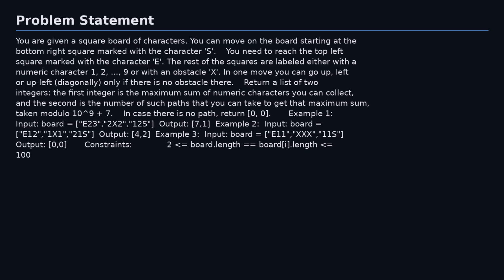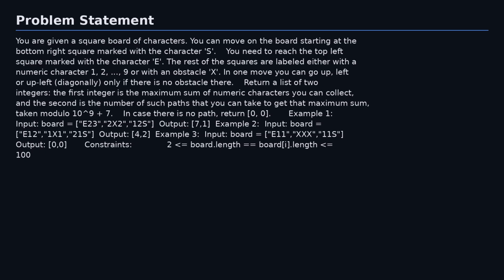The problem requires us to find the maximum score we can achieve by moving from the bottom right cell to the top left cell in a grid, where each cell can contain a numeric value, the letter X, or the letters S or E, which represent the start and end points, respectively. We can move in three directions: up, left, or up left. The goal is to maximize the sum of the numeric values we visit and count the number of paths that achieve this maximum score. So, what's the core insight here?